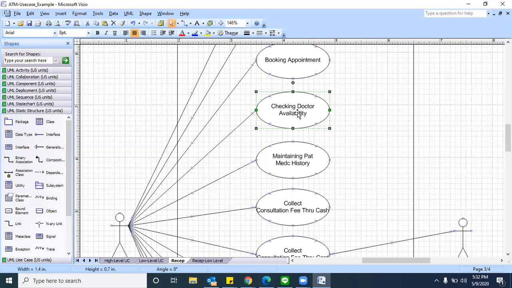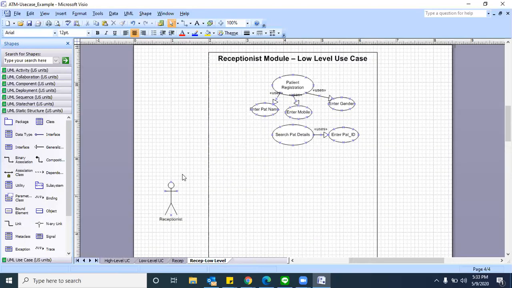So now you tell me: is checking availability only dependent on booking appointment, or can the receptionist straight away check the availability of a doctor? He can do it, right? It is not only at the time of booking appointment. He can also check the availability, but that is not mandatory only for booking appointment. Even in general he can check the availability, right or wrong? Yeah. That's the reason I'm making that an individual use case.